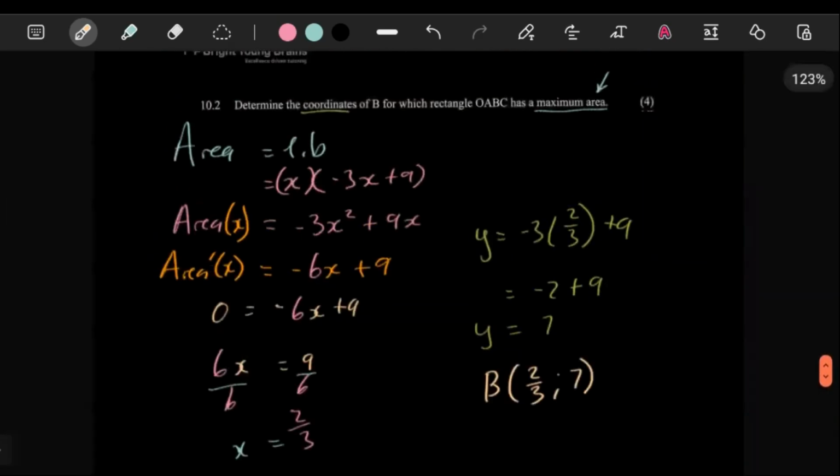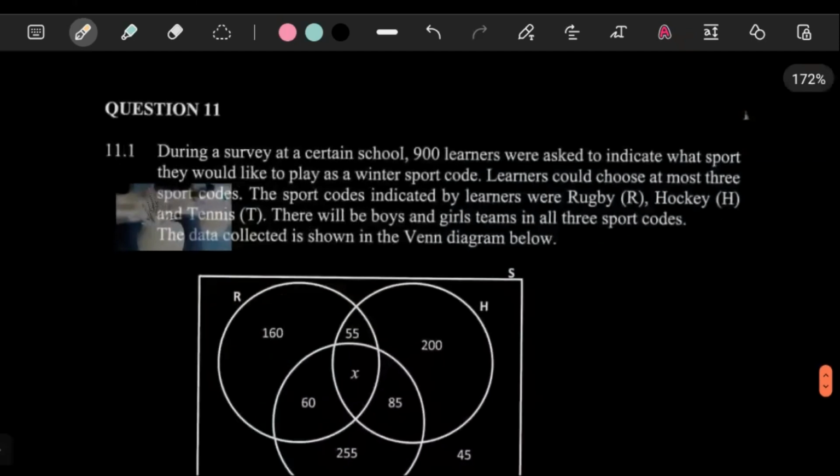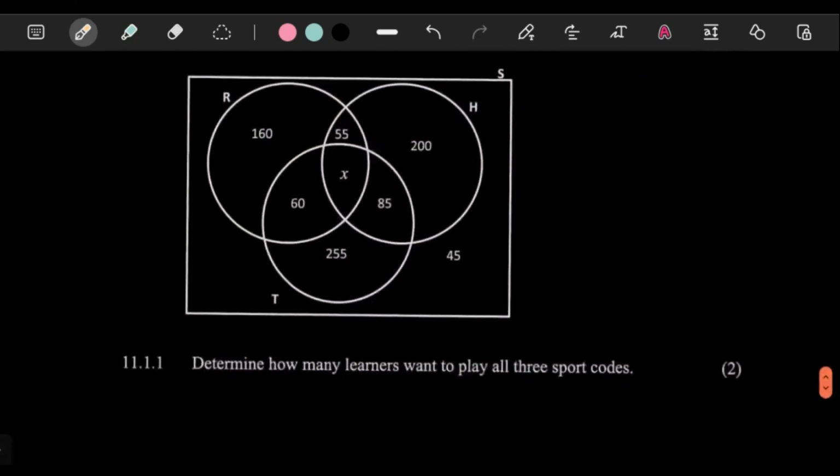Let's move on to question number 11. It says, during a survey at a certain school, 900 learners were asked to indicate what sport they would like to play as a winter sport code. The learners could choose at most 3 codes. The sport codes indicated by learners were rugby, hockey, and tennis. There will be boys and girls teams in all 3 sports. The data collected is shown in the Venn diagram.